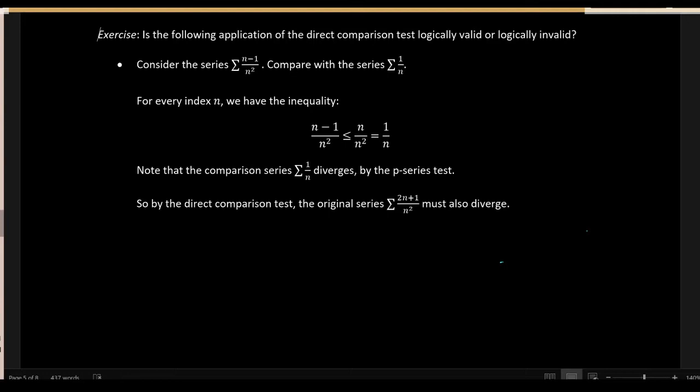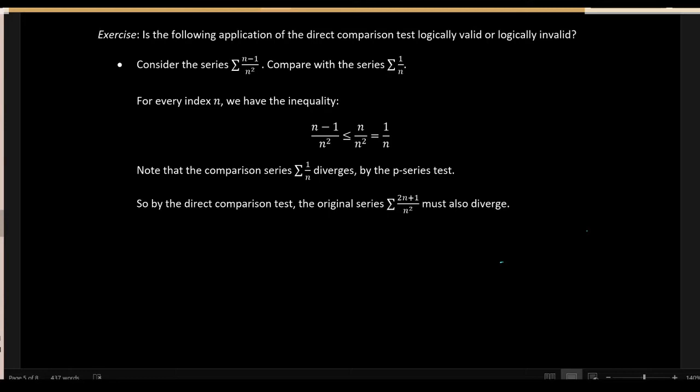Now the student says for every index n, the following inequality is true. The term in my series, n minus 1 over n squared, has got to be less than or equal to n over n squared. Because if you subtract something from the numerator, if your numerator is smaller, then the entire fraction must be smaller. N over n squared is of course equal to 1 over n. So they find that their series is less than or equal to the comparison series that they have chosen.